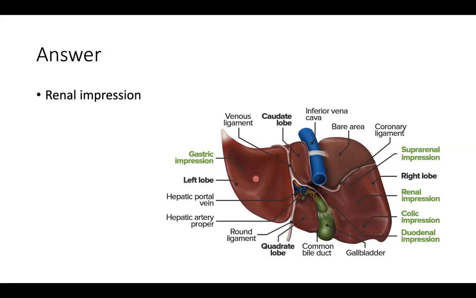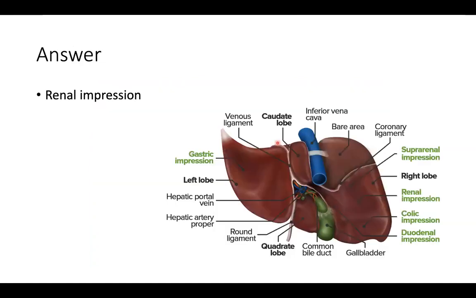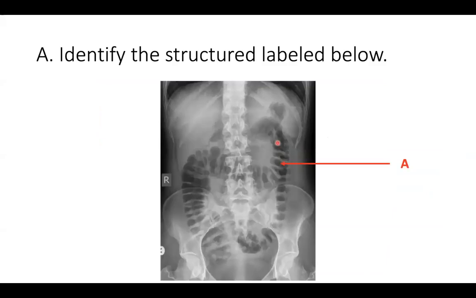And here is the gastric impression. The impressions are not very well demarcated on an actual cadaveric liver. For example, in this case, the arrow is pointing towards just the right side. So if you mention any of the right-sided impressions, you will get the mark, unless it's pointing at a very specific place, like for example here, then you need to know, okay, this is the duodenal impression because it's right next to the gallbladder. You really need to know that. But here you can't really tell the difference between the suprarenal impression, renal impression and colic impression. Okay, station 7.